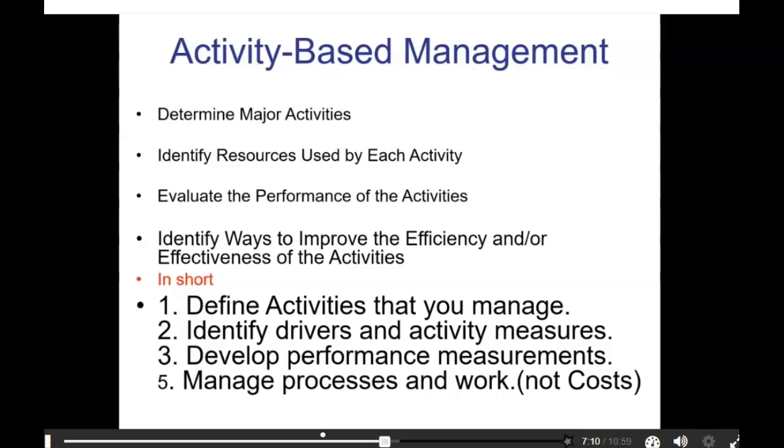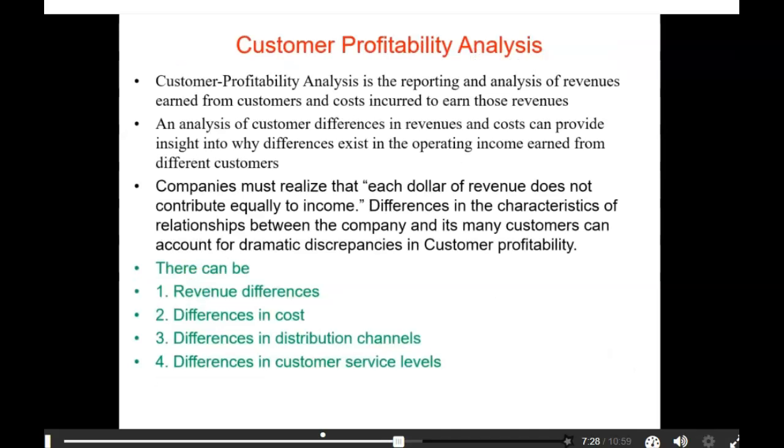In short, define the activities that you manage, identify the drivers and the activity measures, develop performance measures, and manage the processes and work, not cost. Look at the activities. If you can reduce the number of times an activity is performed, you will be reducing the costs. Now, another way that activity-based management has improved management skills is in this fashion.